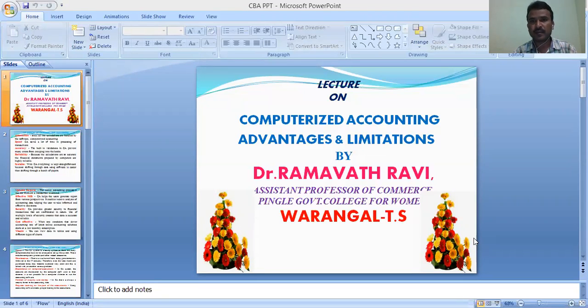Today, we are going to deal with computerized accounting, its advantages and limitations.